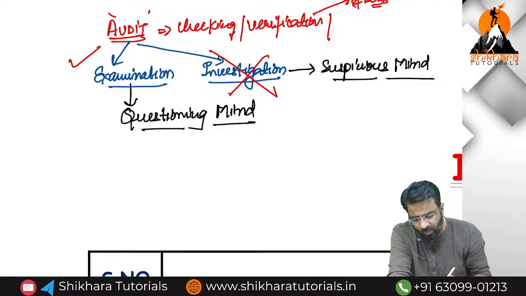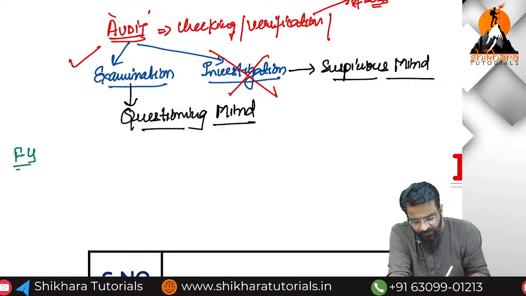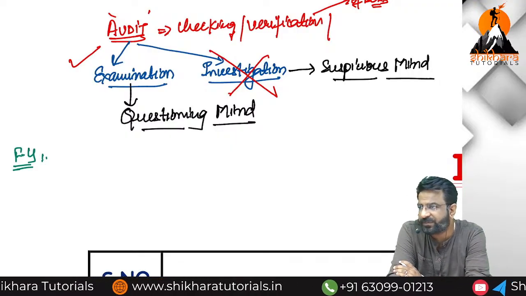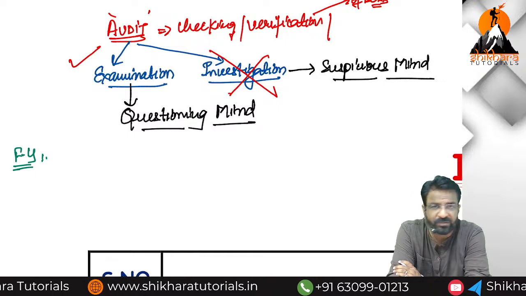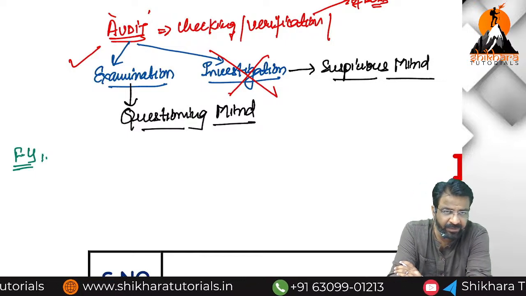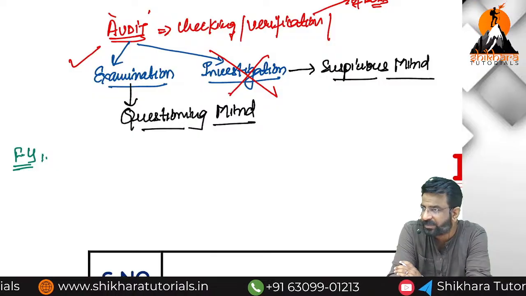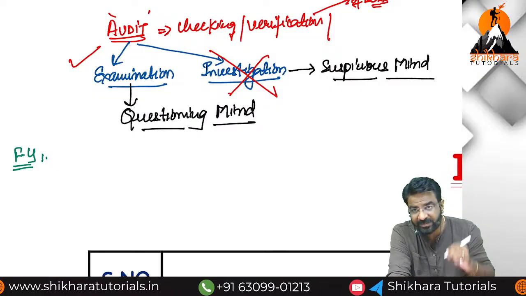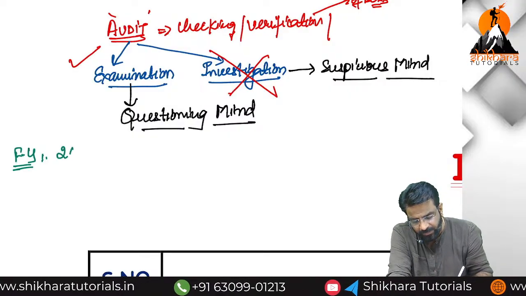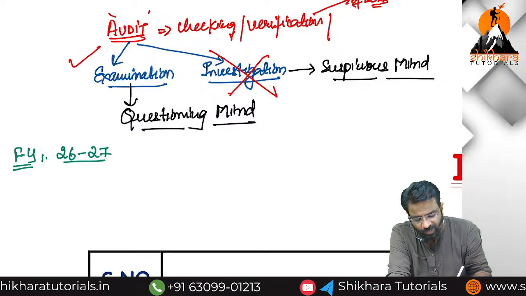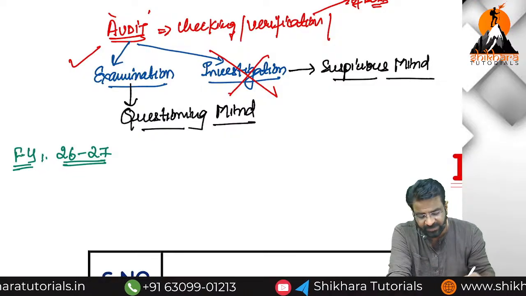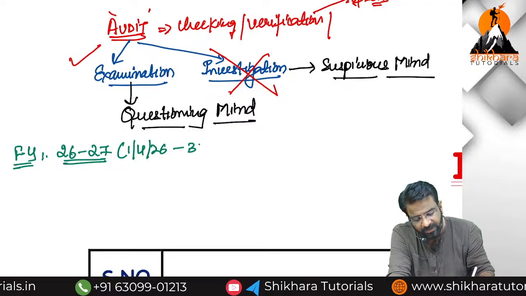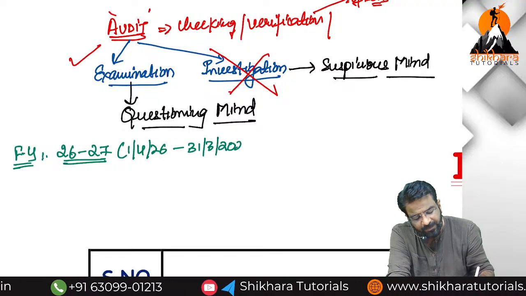Tell me, what do you mean by the term financial year? Financial year starts from 1st April, ends on 31st March. I think you must have read that in DT also. Tell me, which financial year is right now going on? 26-27. Started on 1st April 26, ending on. Am I correct in writing?